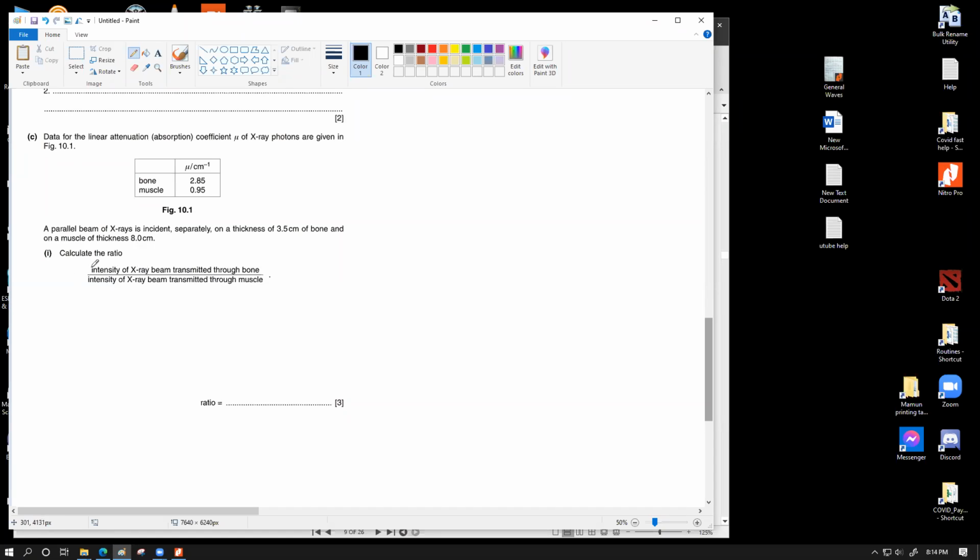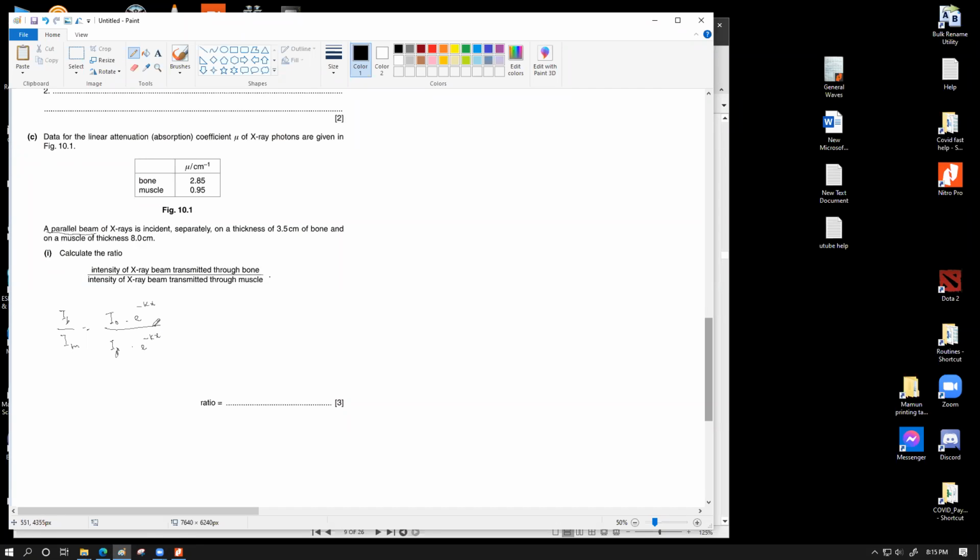Okay, let's find this out: the intensity divided by, so we are trying to find the ratio of two transmitted intensities. Now what would the basic transmitted intensity equation look like? Let's say I through bone divided by I through muscle. The question says a parallel beam, which means the incident beam would have the same initial intensity, so I naught would be exactly the same for both of them, into e to the power minus kx, into e to the power minus kx.